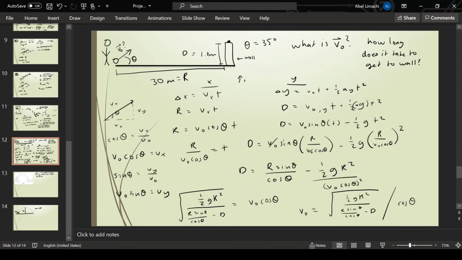I plugged this into my calculator earlier, so I am just gonna tell you guys it's equal to this v initial, what he has to kick the soccer ball at this angle of 35 degrees, is equal to 18.50 meters per second. If you want to plug this in, G is 9.8, R is 30, D is 1.8, and this theta is 35 degrees.